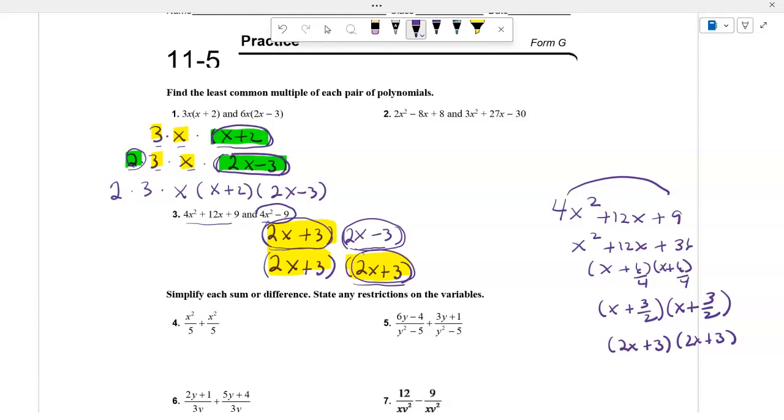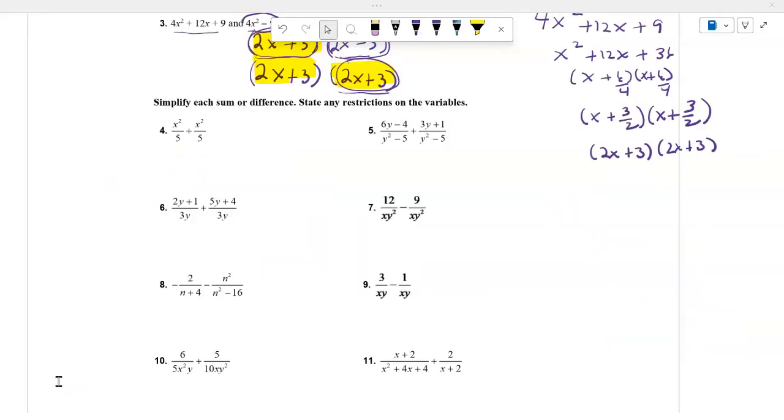So our LCD is 2x plus 3, 2x minus 3, and 2x plus 3. That's our LCD. If you see number 4, we have x squared over 5 plus x squared over 5. The common denominator is 5. So basically, you have a 5 in the denominator. X squared plus x squared gives you 2x squared, and there's no restrictions.